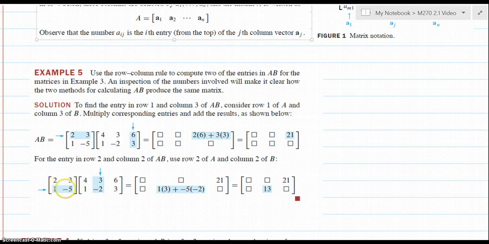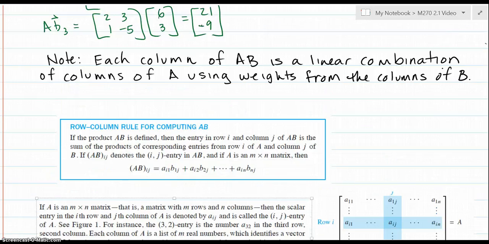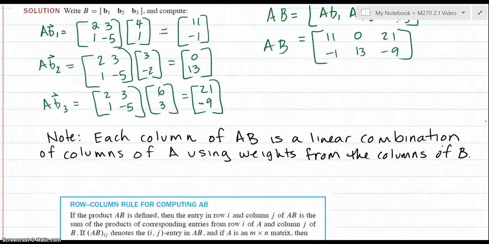And then the second row, second column would be this row times this column. So it would be 1 times 3 plus -2, 5 times -2. So it would be 3 plus 10, which is the 13, which we got up there as well.